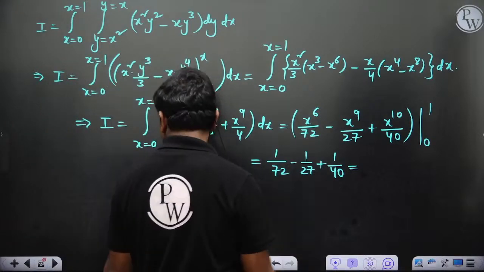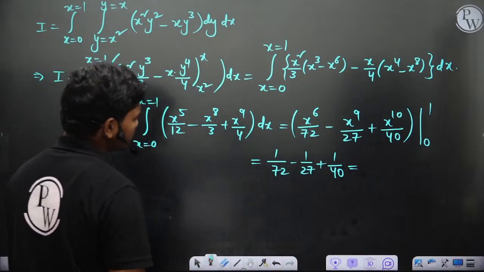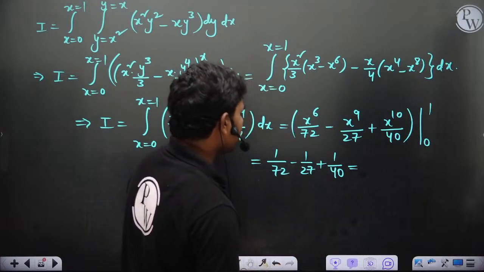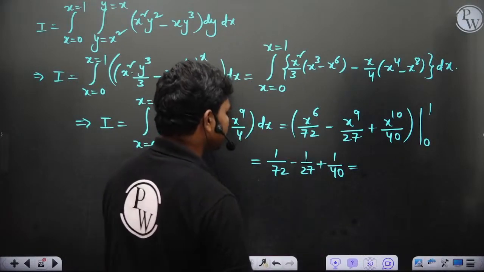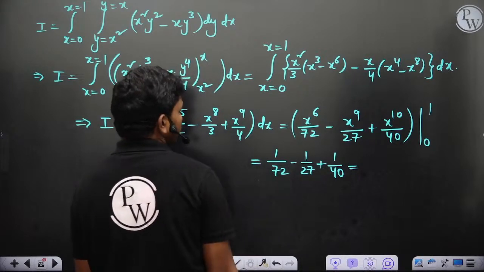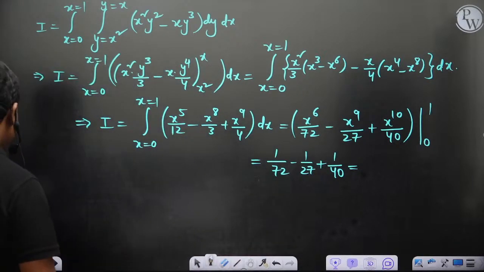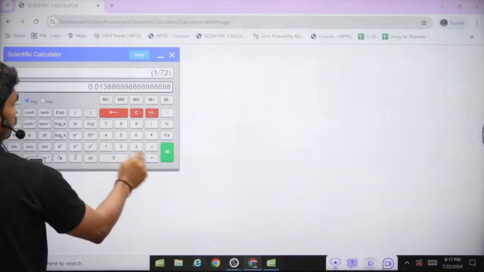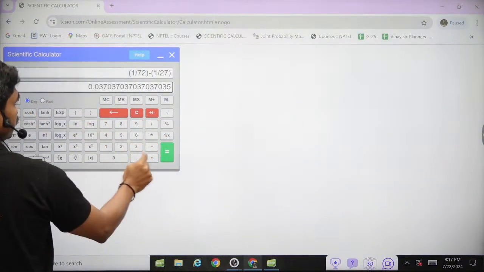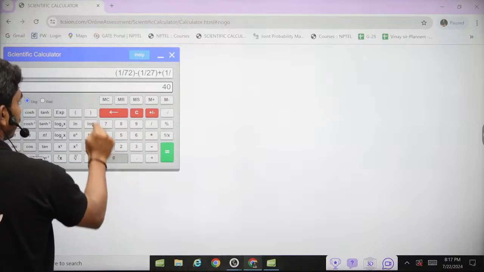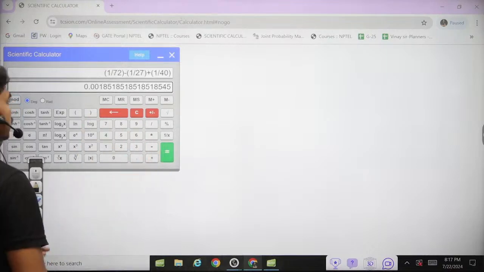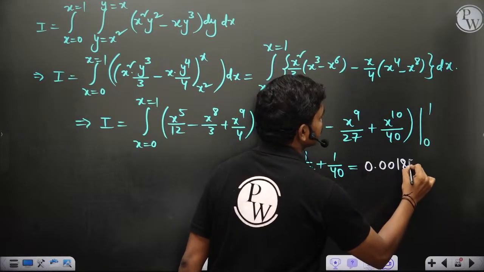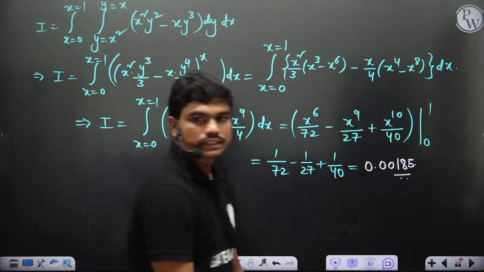Now if you simplify, what is the LCM of these? 72, 27 and 40 maybe, or else let's take a calculator and use this. So 1 by 72 minus 1 by 27 plus 1 by 40. If you do this calculation, 0.00185 is the value of the integration. So this is the integral.